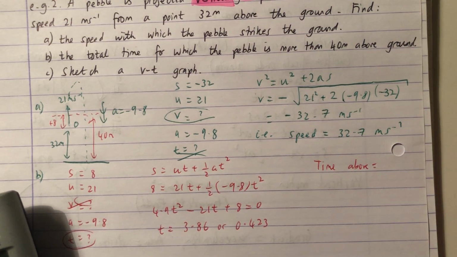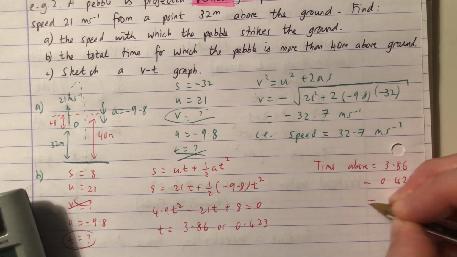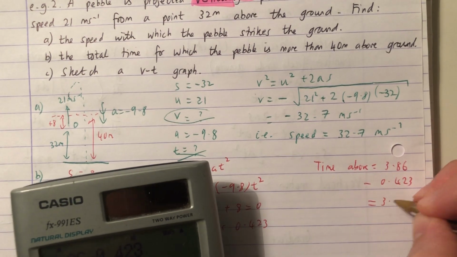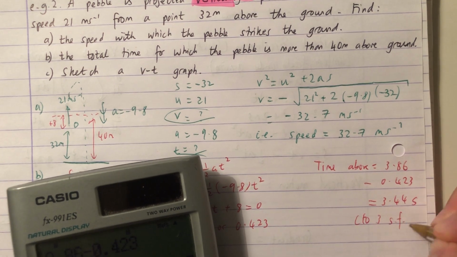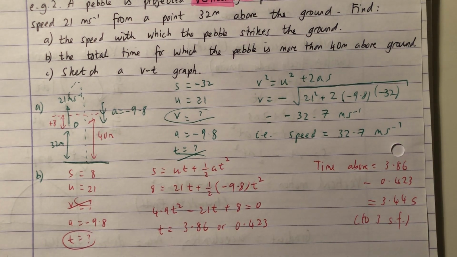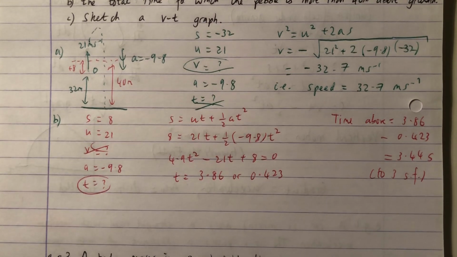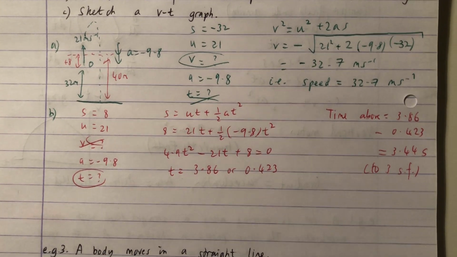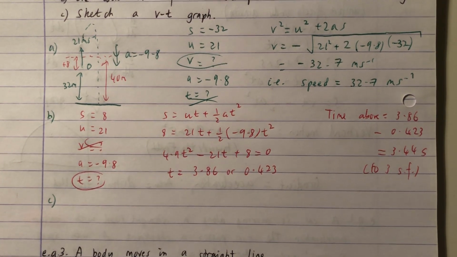It's always good to show the workings as well. 3.86 subtract 0.423 to give you 3.44 seconds to three significant figures. I probably should have used the exact values, to be honest, just in case I got the last digit out, but that's up to you. Now I need to sketch a velocity time graph for this motion of this pebble. So velocity time graph.